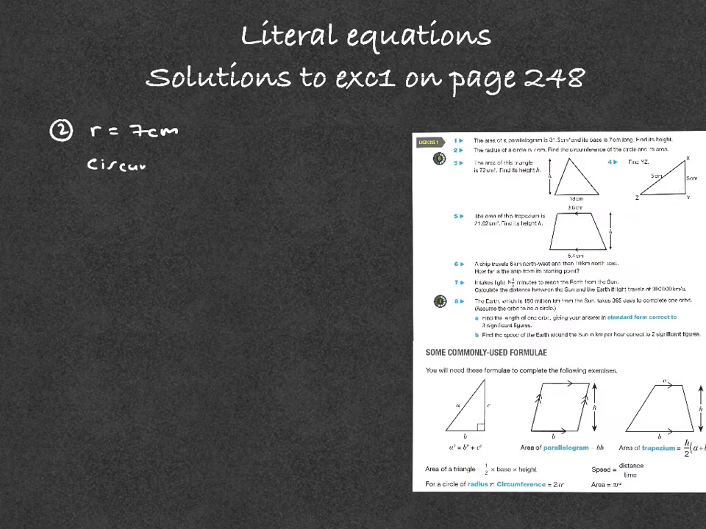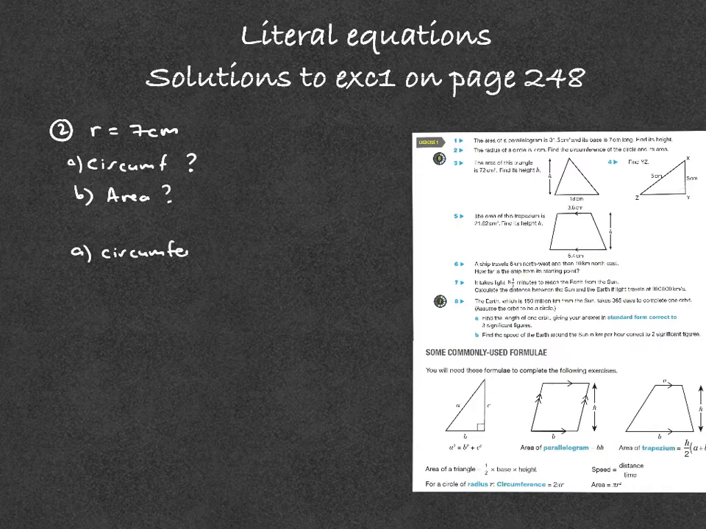In the second question, we've got the circumference. So you need to find the circumference and the area of a circle that has a radius of 7 centimeters. So the first part, the circumference, is equal to 2 pi r. Pi is the constant, so 2 pi times the radius, which is 7. 2 times 7 is 14, so it's 14 times pi.